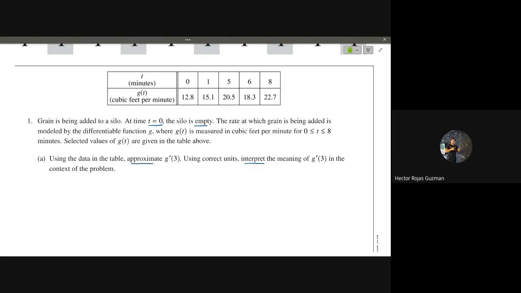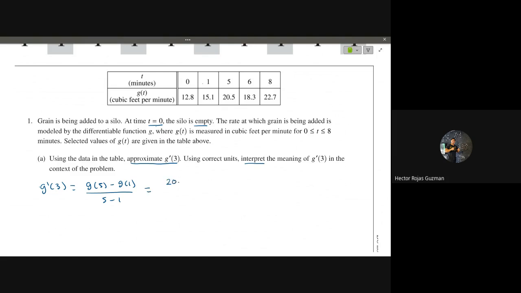In order for us to approximate G prime of 3, which is the slope of G of t, we're going to be using the two closest points. We're going to be using 1 and 5 to find the slope here. So G prime of 3 is going to be given by G of 5 minus G of 1 divided by 5 minus 1. So in other words, just your average rate of change.